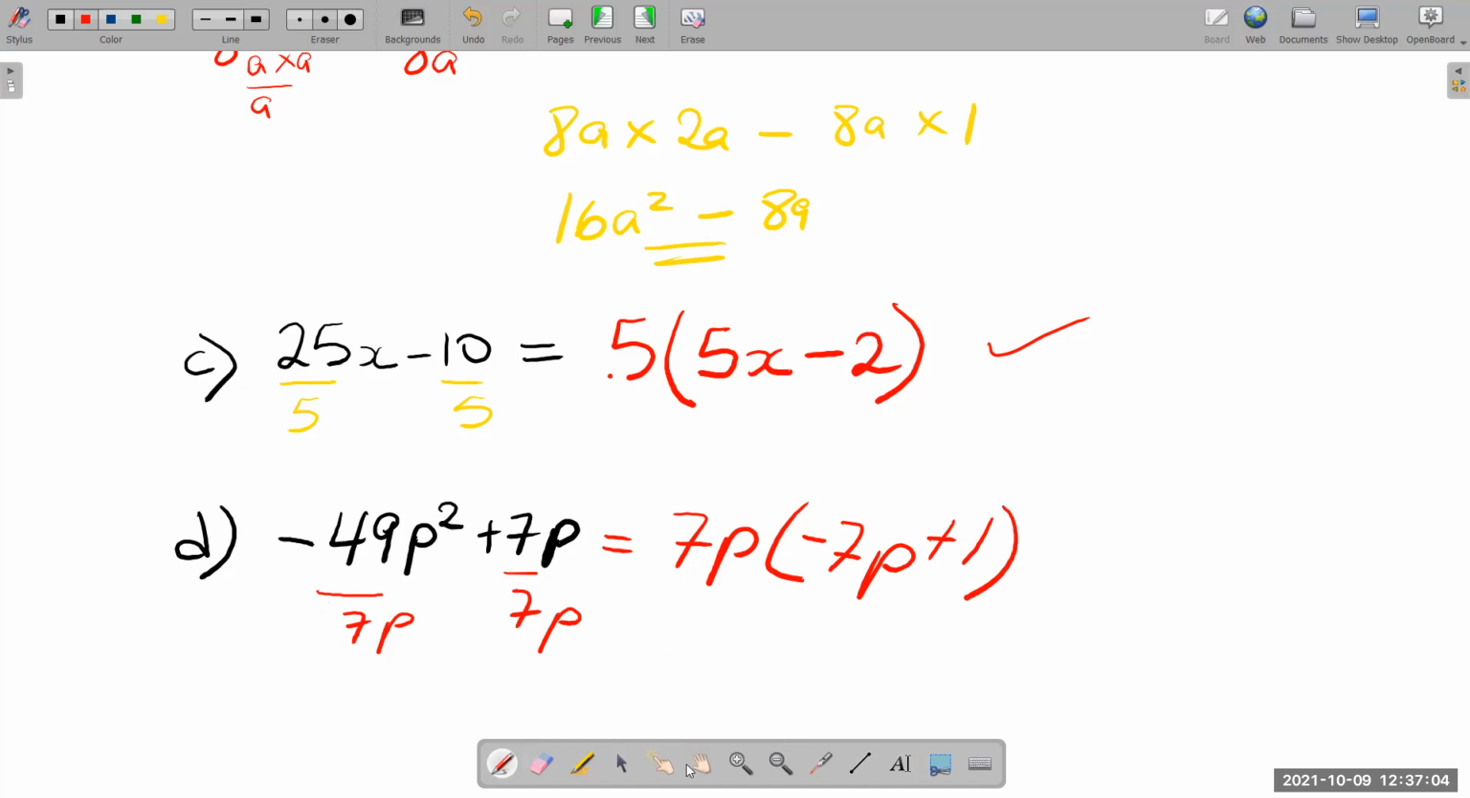Again, how do we back check this? We back check this by multiplying it out. So let's do that quickly.